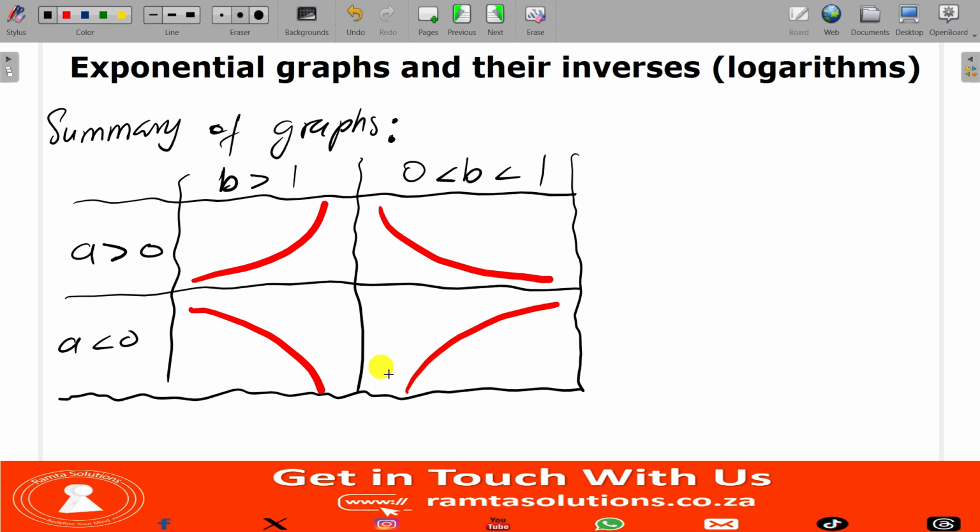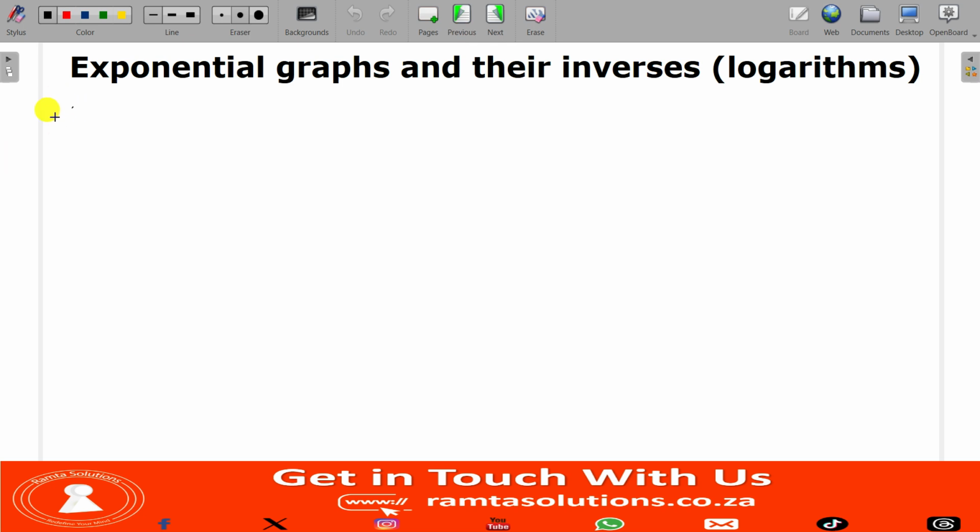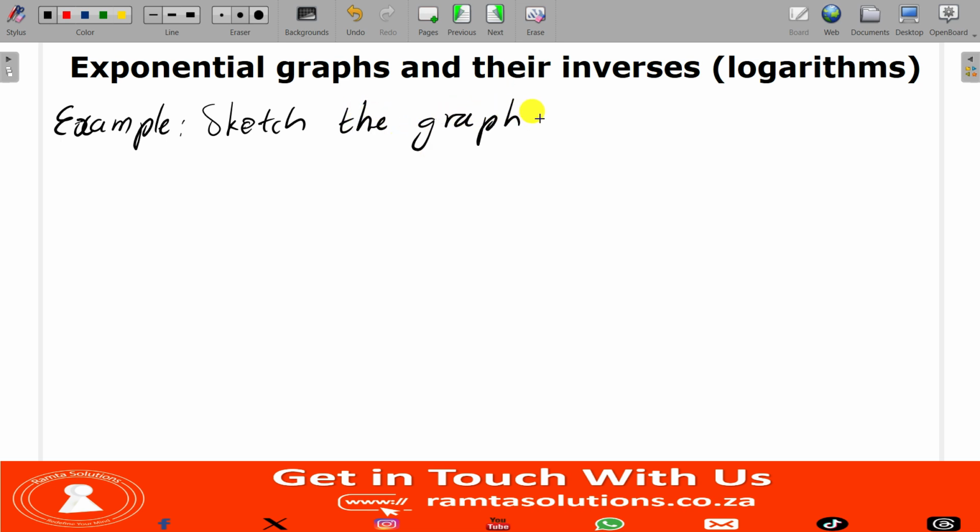Okay, great. Now let's try an example. So, example: let's just plot an exponential graph. Sketch the graph of f of x equals 2 to the x, right?